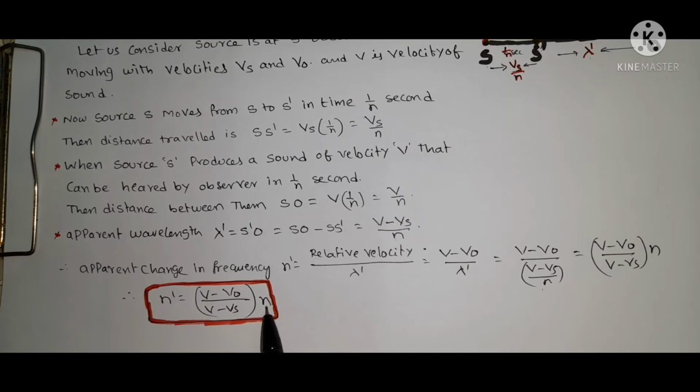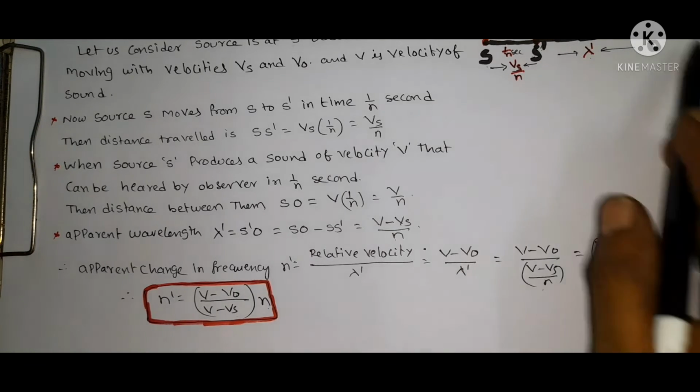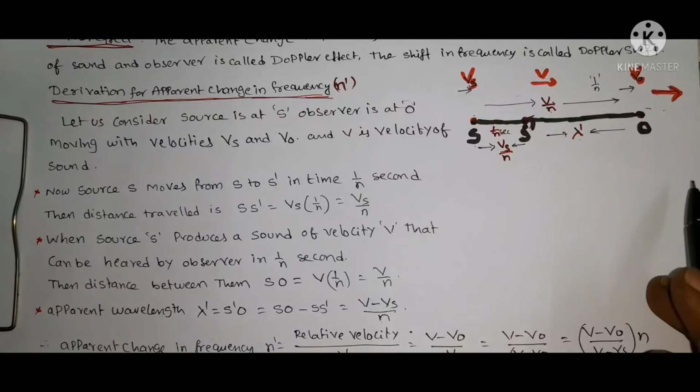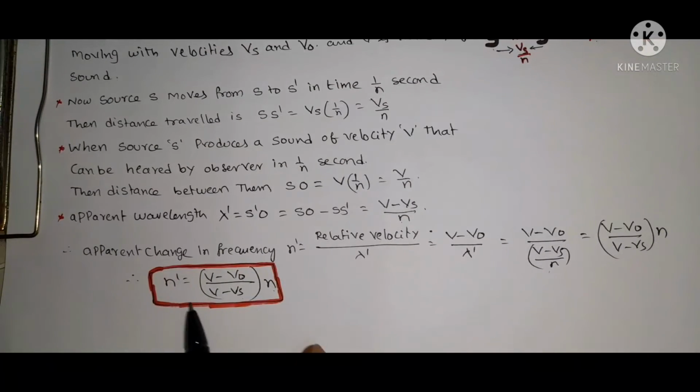Here, n dash is the apparent frequency, n is the fundamental frequency, V is the velocity of sound, V0 is the velocity of the observer, Vs is the velocity of the source. Depending on the source and observer conditions, the changes will occur in this formula in a simple way. So I will explain this.